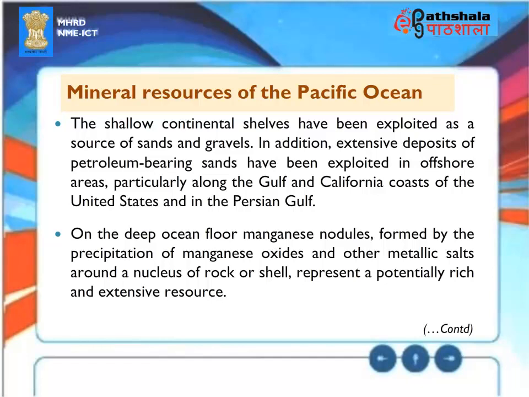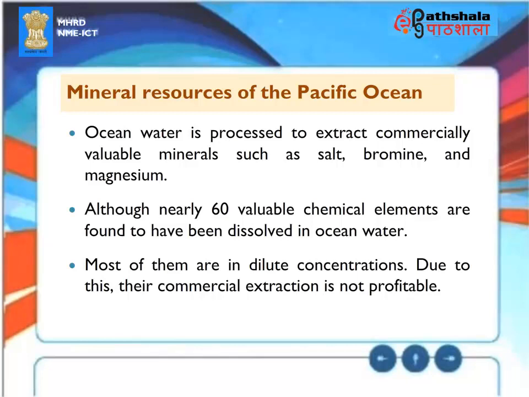On the deep ocean floor, manganese nodules, formed by the precipitation of manganese oxides and other metallic salts around a nucleus of rock or shell, represent a potentially rich and extensive resource. Ocean water is processed to extract commercially valuable minerals such as salt, bromine, and magnesium. Although nearly 60 valuable chemical elements are found to have been dissolved in ocean water, most of them are in dilute concentrations. Due to this, their commercial extraction is not profitable.